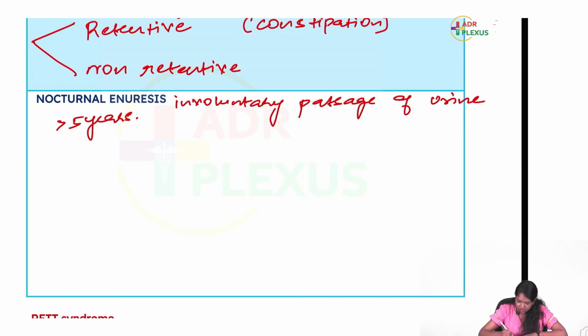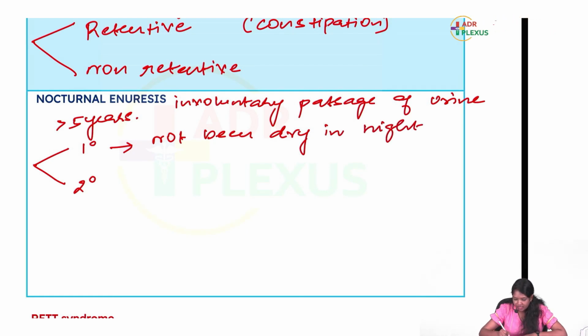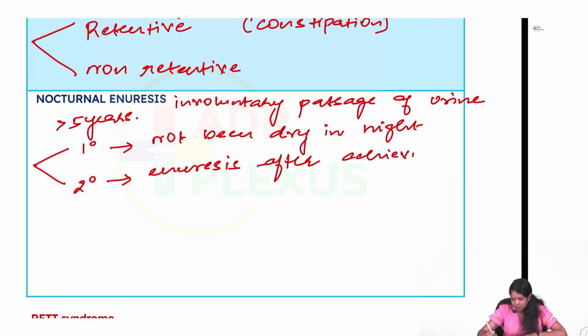This nocturnal enuresis can be primary or can be secondary. Primary means from birth till now, they have not been dry in the night. It means they have not attained bladder control. That is primary. Secondary means they are having enuresis after achieving bladder control for 6 months.